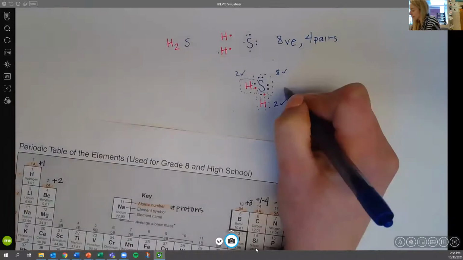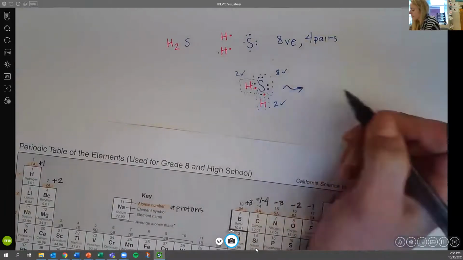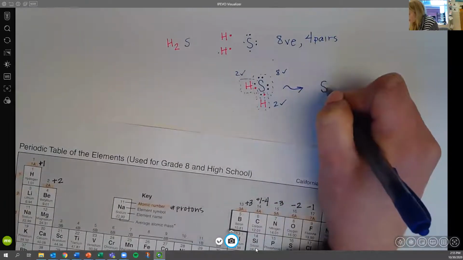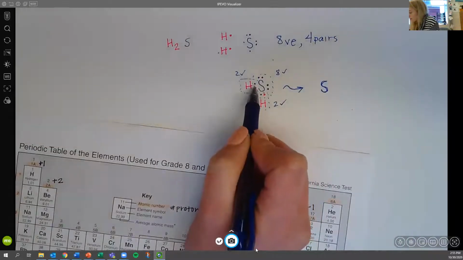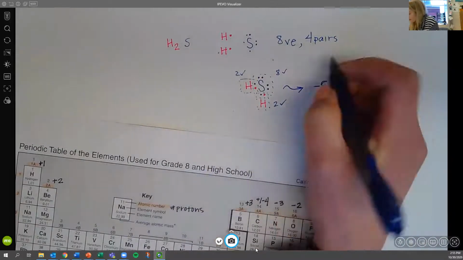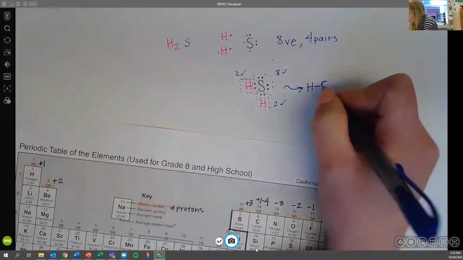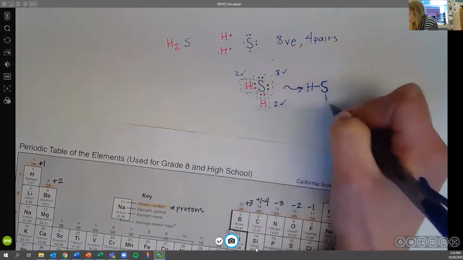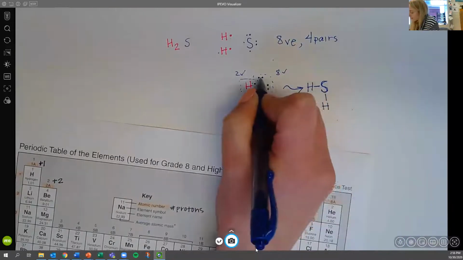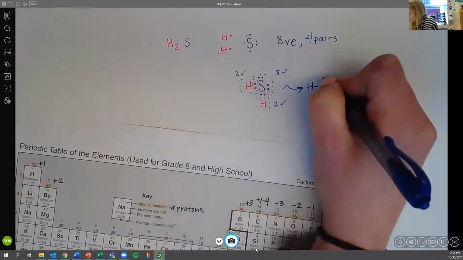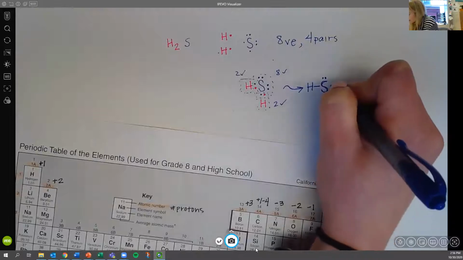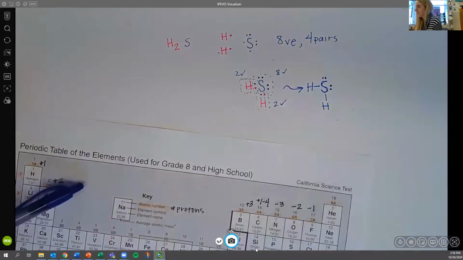If I wanted to draw this kind of with lines, I know that sulfur is in the middle. These shared electrons I'm going to draw as a line. And a line counts as 2 electrons. I'm going to draw these shared ones as a line. And then these are my lone pairs. So they are going to stay paired on the sides that I had them originally. All right, so that was our first example.